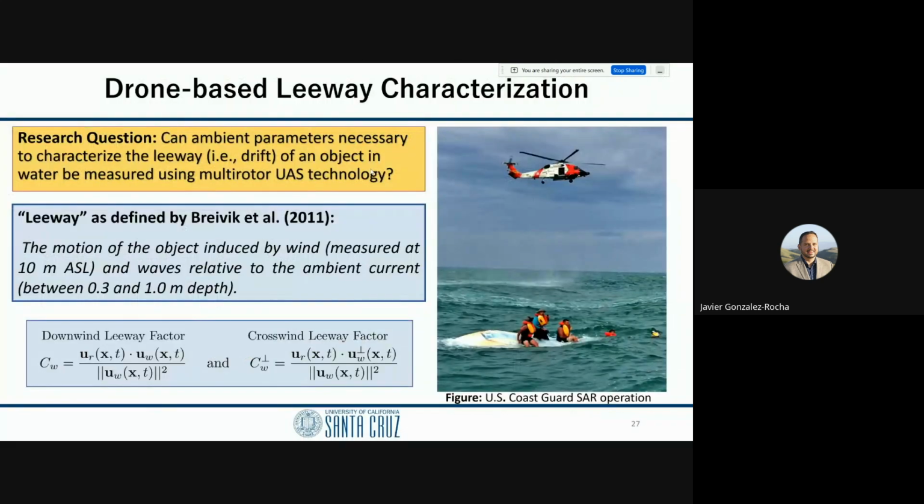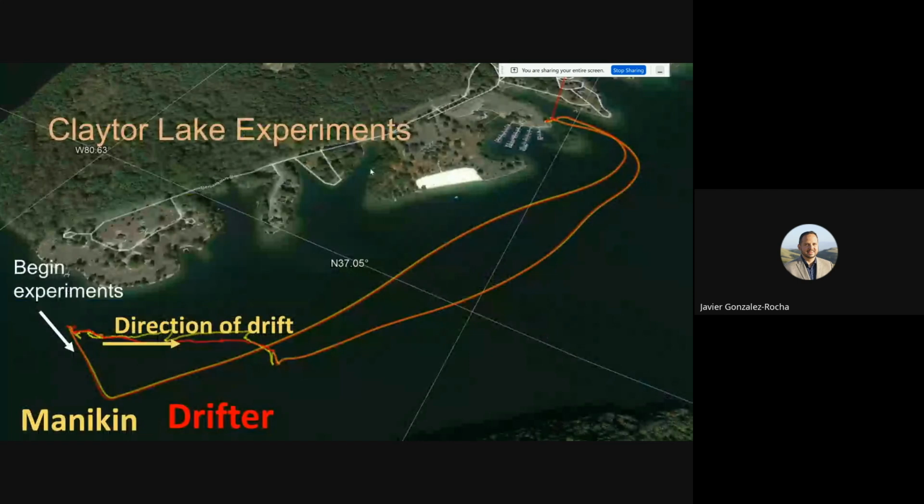Before I advance, I'll say a little bit more about this. The way these parameters get characterized, in the case of, let's say, a boat, is that engineers and scientists will integrate a boat with a sonic anemometer to measure the wind conditions. They'll also have some other sensor to measure the currents. But this is very involved. So the goal is, can we use a drone instead? Because a drone is easy to deploy.